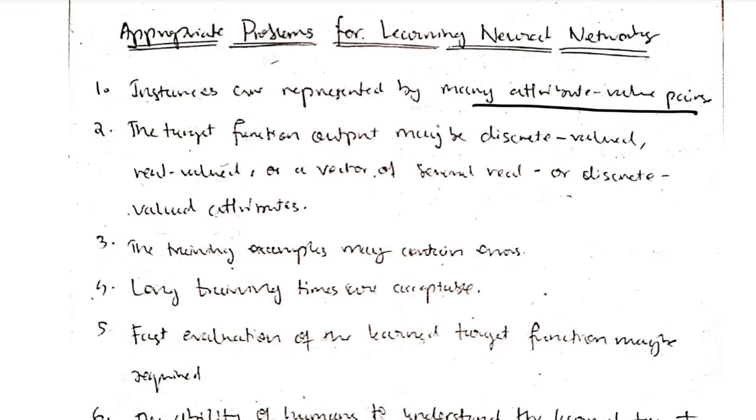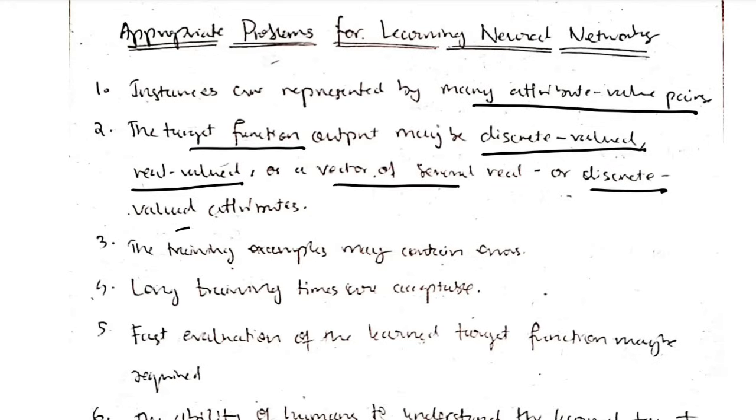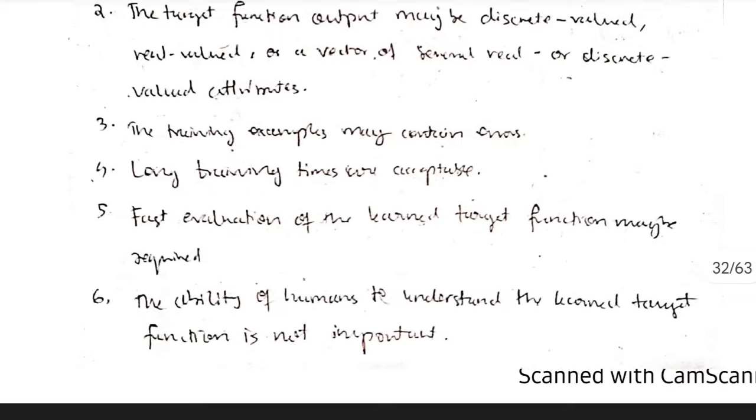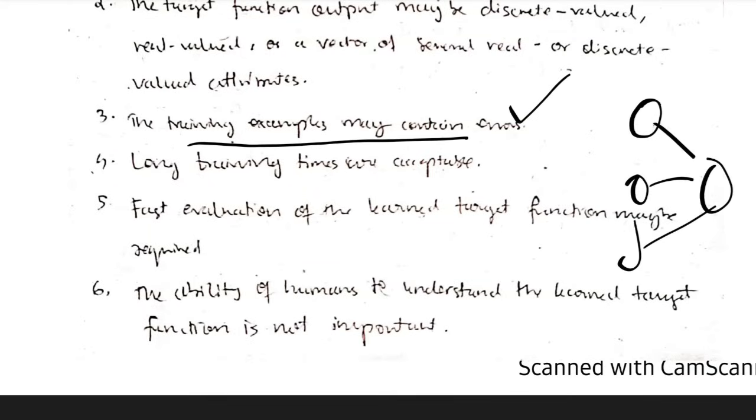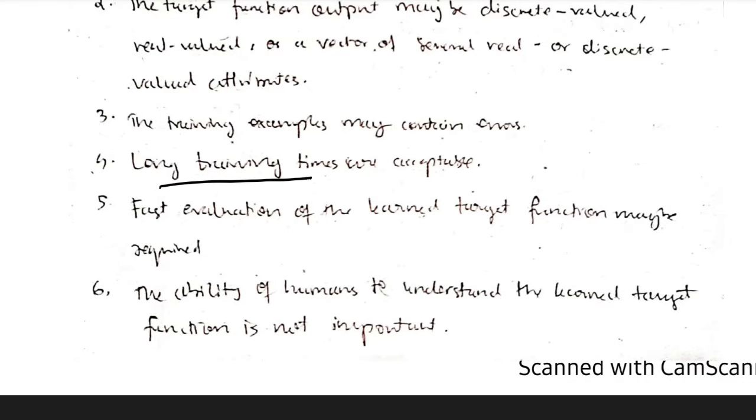Okay, the target function output may be discrete valued, real valued, or a vector, or the discrete valued attributes. So it can be a combination of any of the given choices. Like in decision tree, it was just the discrete valued attributes, but here it can be real valued as well as vector valued. The next one is the training example may contain errors. Even if there is error, because of the biases and the weights, it will get eliminated.